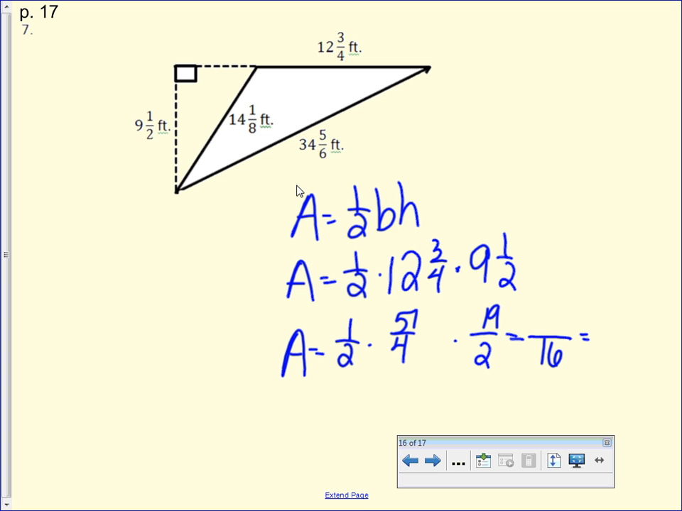What'd you get? I don't have the answer, but I just have a question. Where did you get 16 from? 2 times 4 is 8, times 2 is 16. I multiplied all my denominators together. Then when I multiplied 1 times 51 times 19, it's 969. 16 goes into 969 60 times with 9 left over. And we have to label it feet squared.